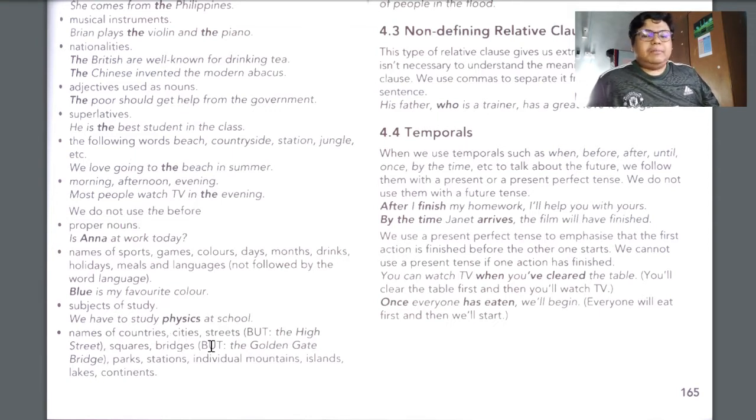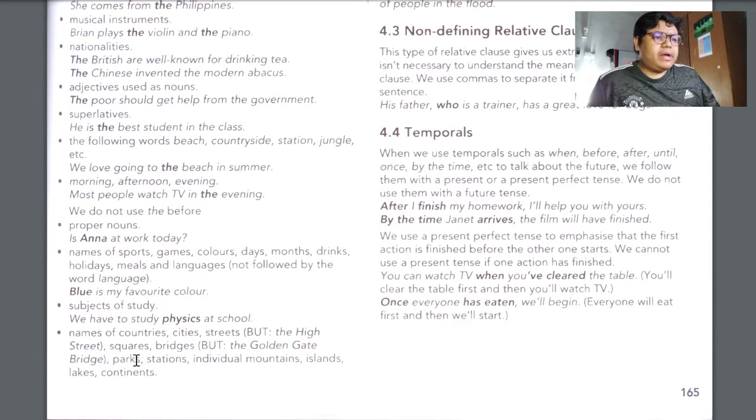Cities, nama bandar pun tak boleh pakai the. Nama jalan tak boleh, tapi ada setengah yang boleh. Okay, contohnya kat sini, the high street, right? Kalau ada, biasanya dia akan ada special cases.